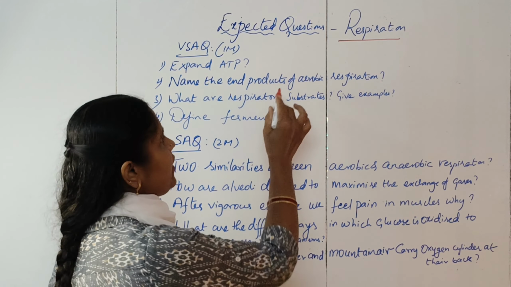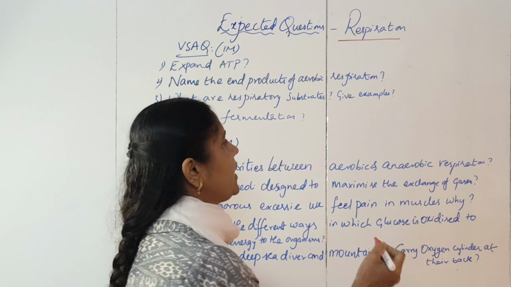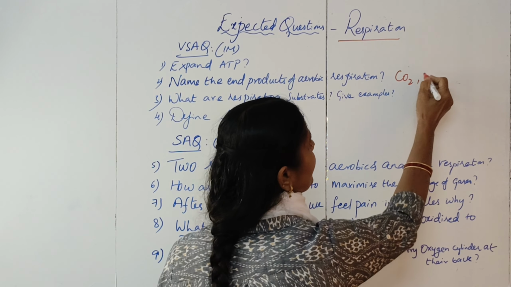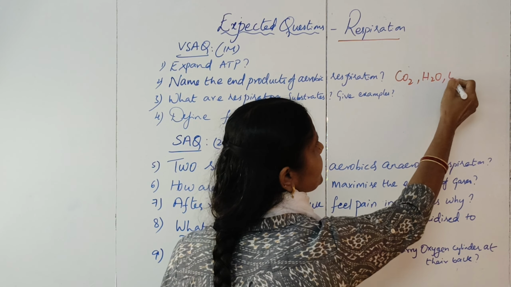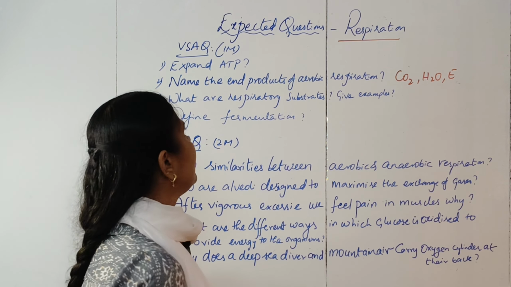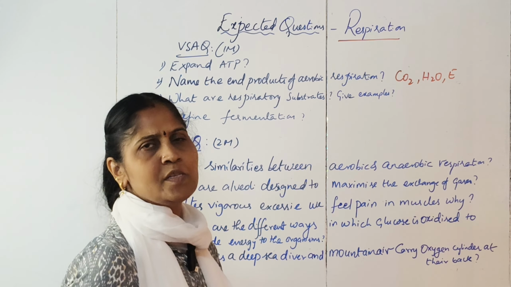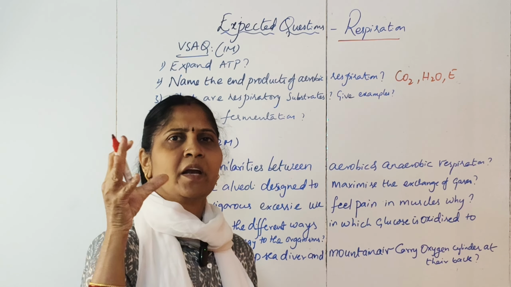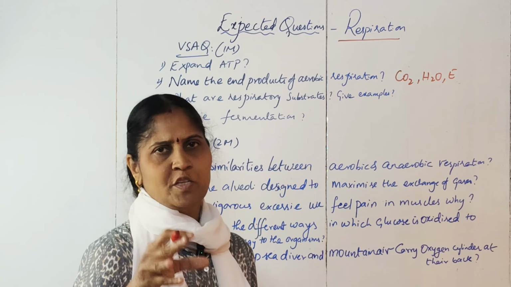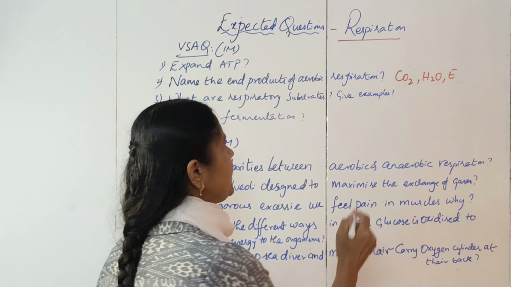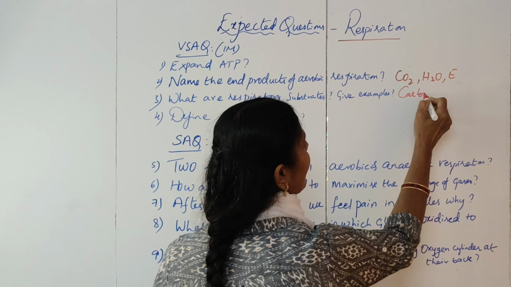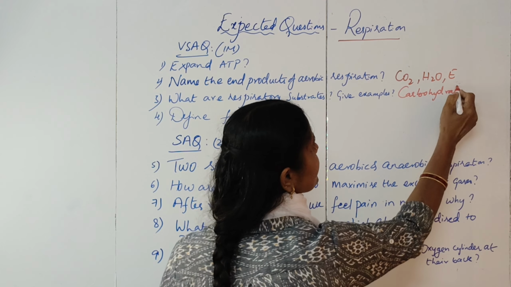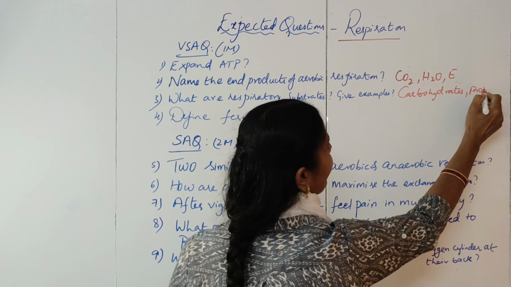Next, name the end products of aerobic respiration. You have carbon dioxide, water, and also energy. Then next, what are the respiratory substrates? Give examples. The molecules which are getting oxidized during the process of respiration are called respiratory substrates, and they include carbohydrates first, followed by proteins and then fats.